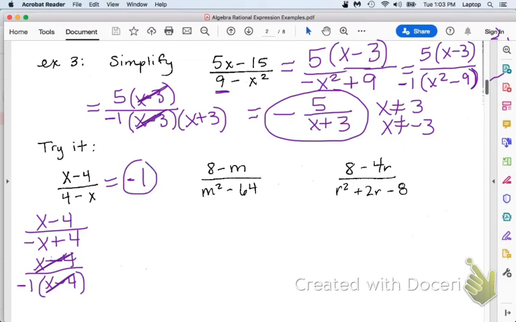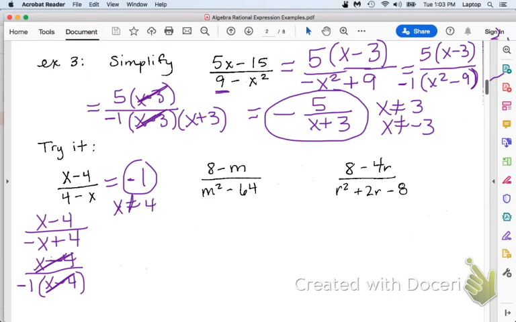And what are my excluded terms? Looking at the original problem, x cannot be equal to 4 because that would give a denominator of 0. So x cannot equal 4. So that's basically going to be excluded from your domain.